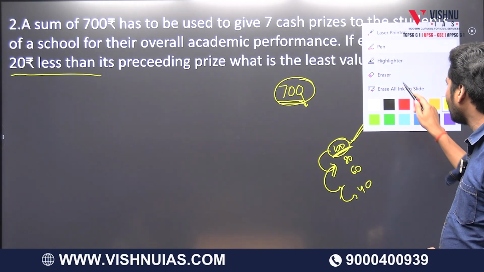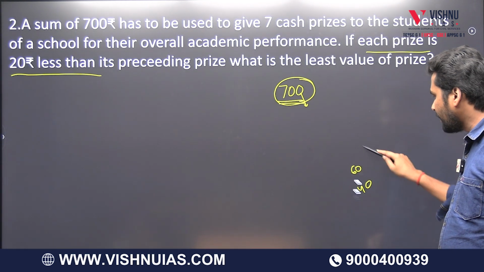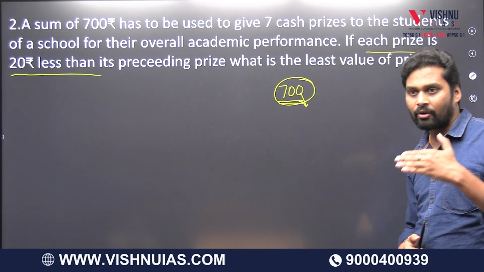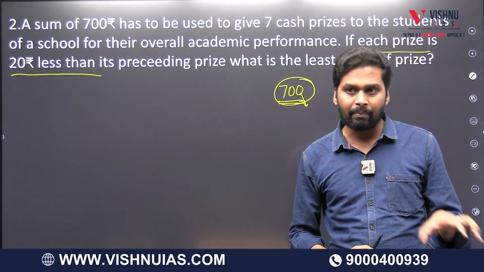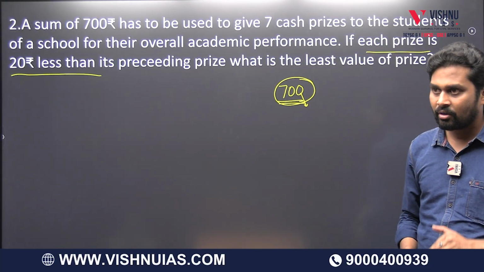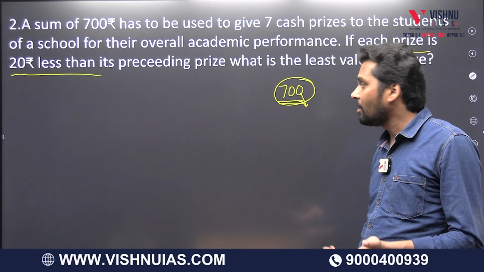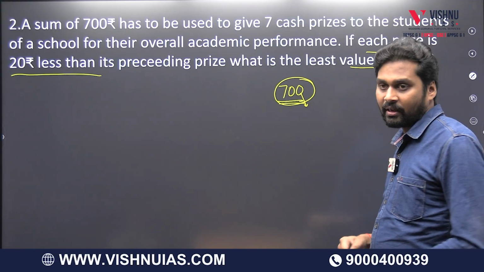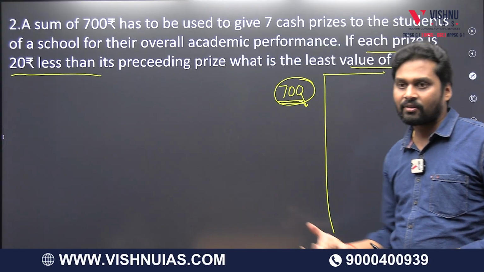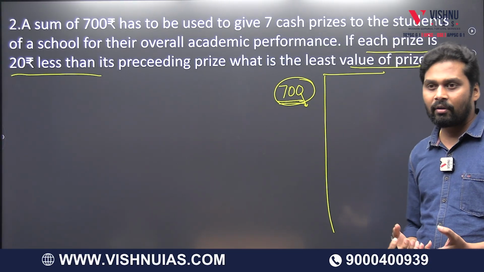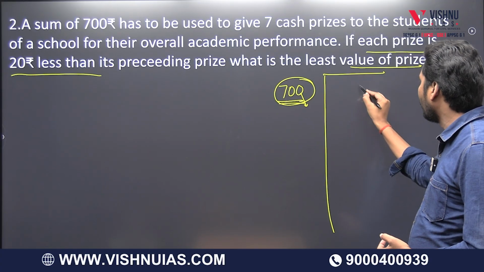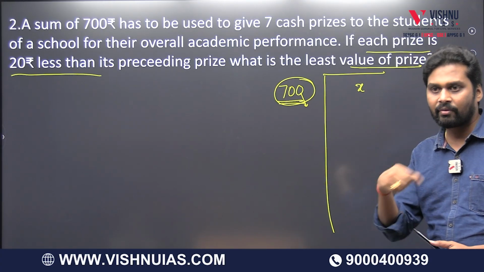But we don't know the initial prize value, right? The only information we have is that 700 rupees is distributed into 7 prizes, and each prize is 20 rupees less than its preceding prize. Then what is the least value of the prize? Since we don't know the first value, if we don't know some value in mathematics, we always take it as x.